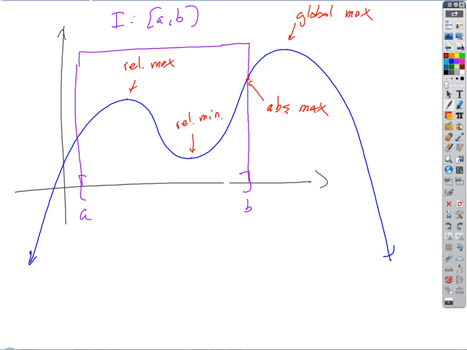Yes? So just because the one on the left, just because it's a peak.